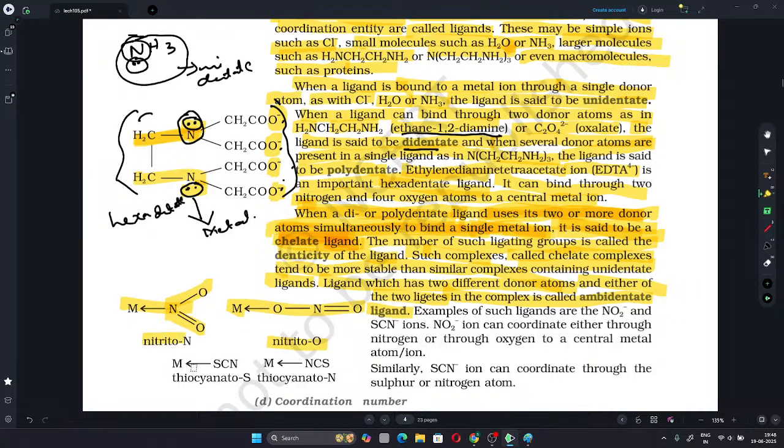Or in the case of thiocyanato, in the SCN group, if sulfur is forming the bond, it is called thiocyanato S. If nitrogen is forming the bond, it is thiocyanato N. Examples of such ligands are NO2 minus and SCN minus. NO2 minus can coordinate either through nitrogen or oxygen to a central metal atom or ion. Similarly, SCN can coordinate through sulfur or nitrogen atoms.